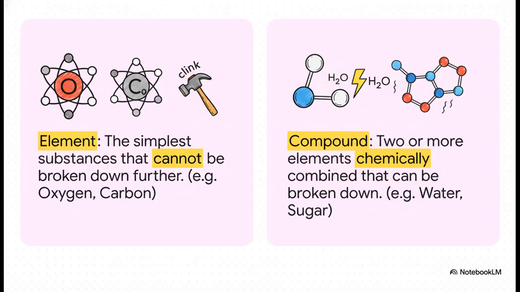Okay, and this brings us to a really crucial point. Pure substances actually come in two flavors. Those simpler parts we ended up with, like oxygen and carbon, those are elements. These are the true fundamental building blocks of the universe. You can't break them down any further. But the things we started with, the water and the sugar, those are compounds. They're pure, sure, but they're made of two or more elements that are chemically bonded together.